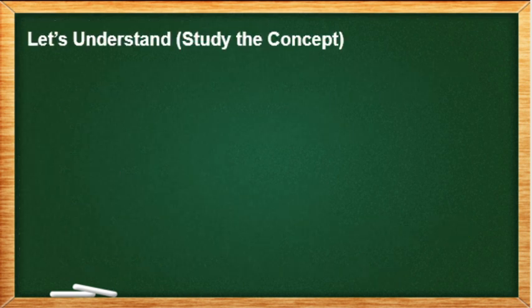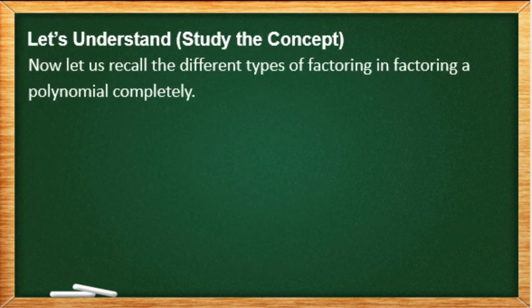Okay, let's understand the study concept about all different types of factoring in factoring a polynomial completely. Ito yung factoring polynomial by common monomial factor, difference of two squares, sum and difference of two cubes, perfect square trinomial, and general quadratic trinomial na kung saan ginamitan natin ng cross method. It's applications of all topics that we discussed from the start hanggang last week.